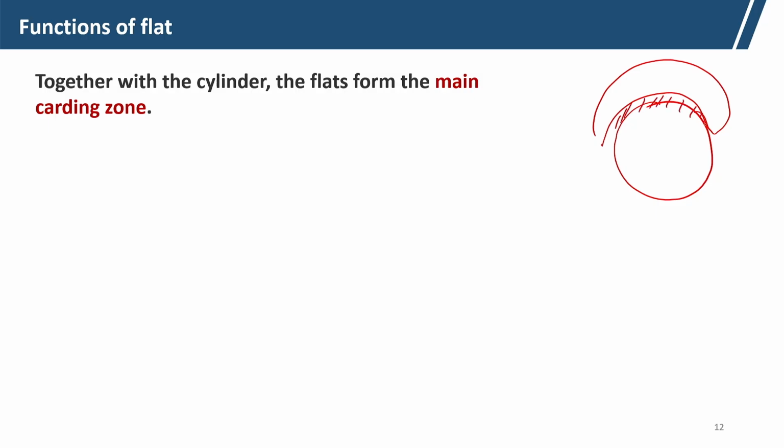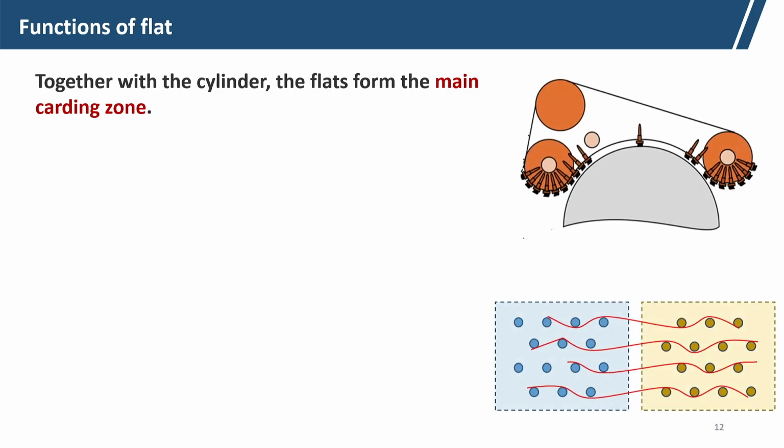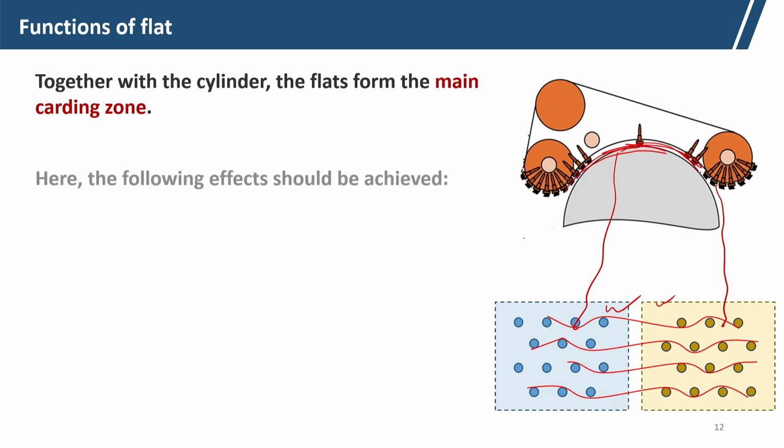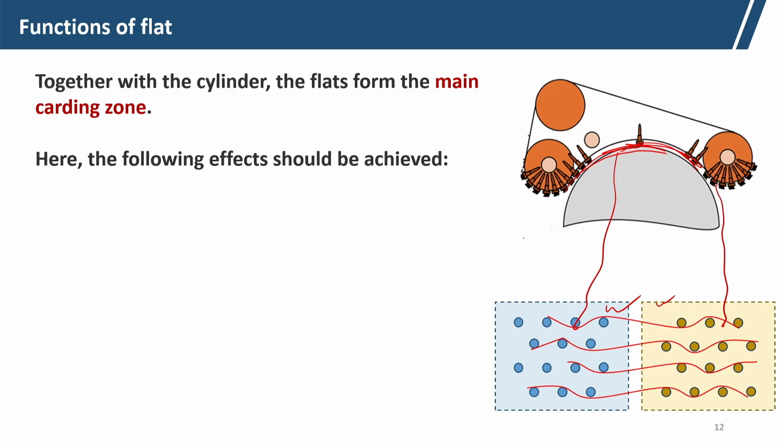In between the cylinder and flat is the actual carding zone. In this zone the fibers are carded, as we have already discussed. Suppose these are the flat pins and here are the cylinder pins. So, together with the cylinder, the flat makes the main carding zone. Here the following effects should be achieved.